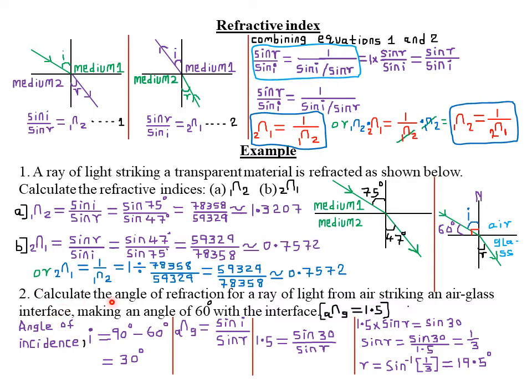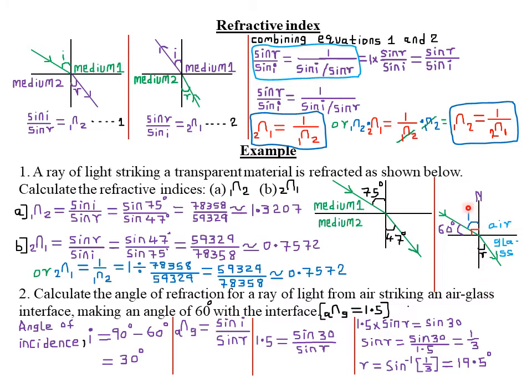Example 2 reads: calculate the angle of refraction for a ray of light from air striking an air-glass interface, making an angle of 60 degrees with the interface. Now remember, an interface, this is just a point whereby the angle of incidence, the angle of refraction, and the normal do meet. That is what we mean by the point of incidence. Then when we talk of an air-glass interface, we mean that the ray of light is moving from air towards the glass. Therefore, the angle of incidence will always be in the air, that is the first medium. Then the angle of refraction will always be in the glass, that is the second medium.